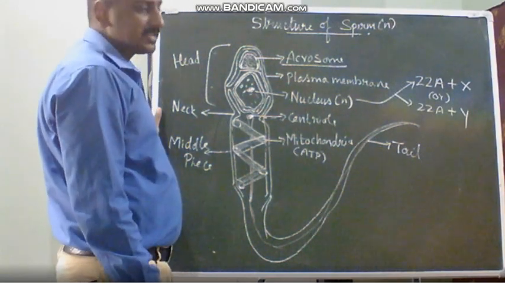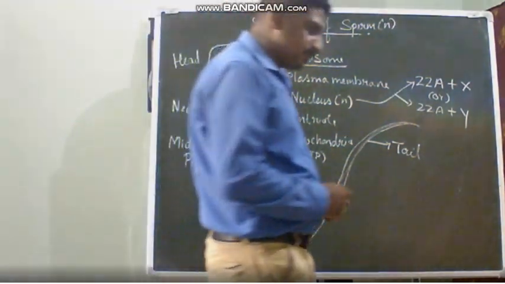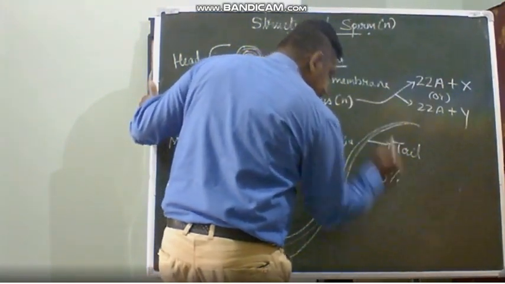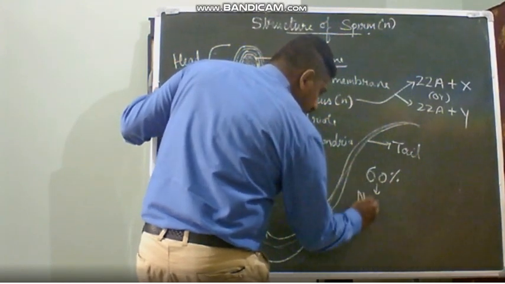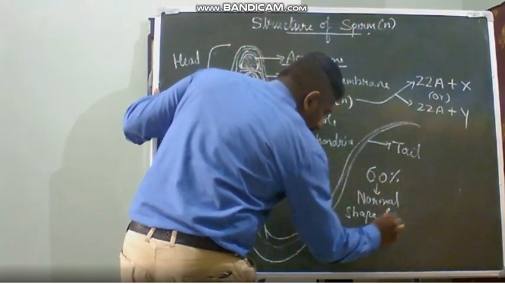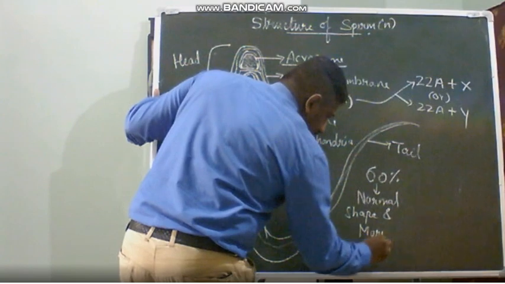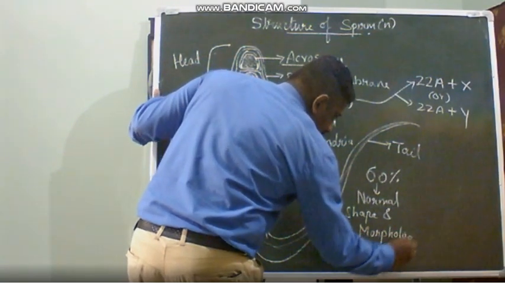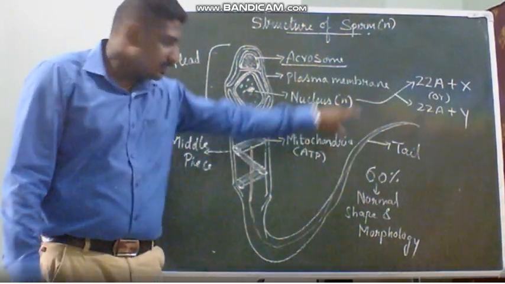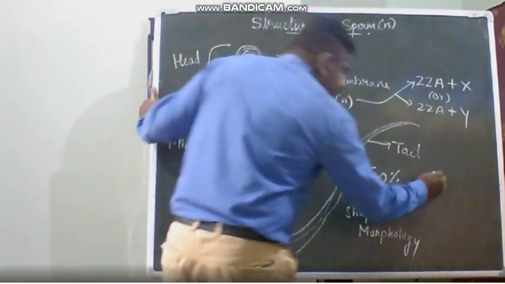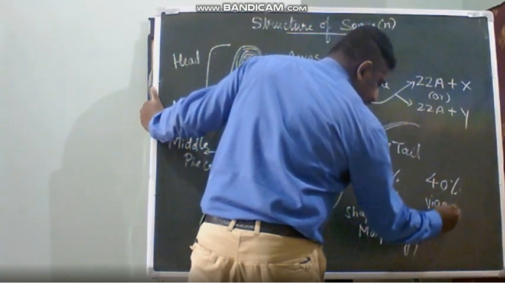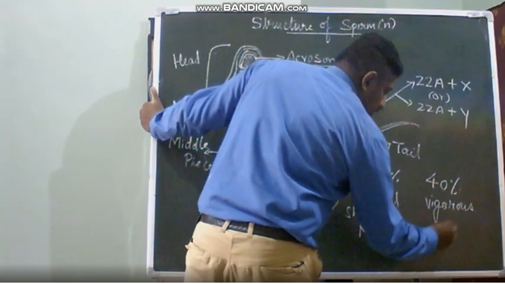In order to enhance fertility, there is a concept we are going to talk about. The concept is that 60% of the ejaculate must have normal shape and morphology. And I'm telling you, students draw an abnormal sperm. This is a normal sperm you must draw. 60:40, that is the concept you must take here. And 40% of the sperm must show vigorous progressive motility.